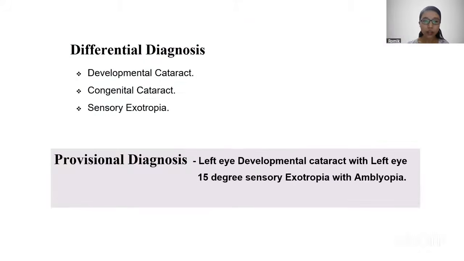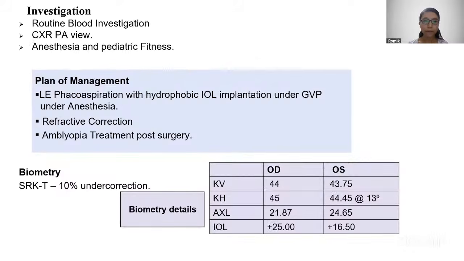So my differential diagnoses are developmental cataract, congenital cataract, and sensory exotropia. My provisional diagnosis is 8-year-old male child with left eye developmental cataract with 15-degree sensory exotropia with amblyopia. Investigation: routine blood investigation and chest X-ray PA view along with anesthesia and pediatric fitness were obtained.